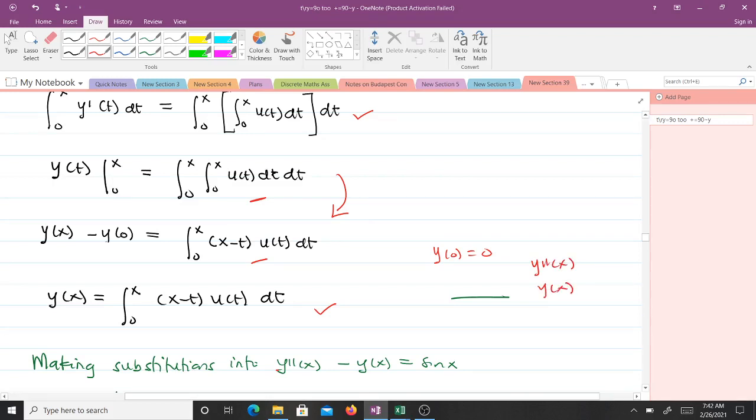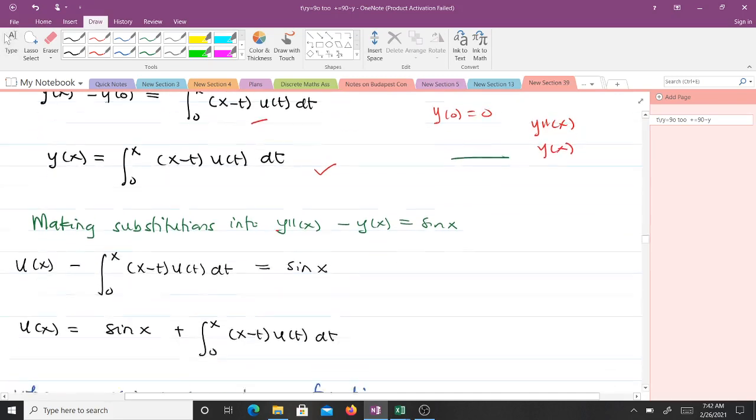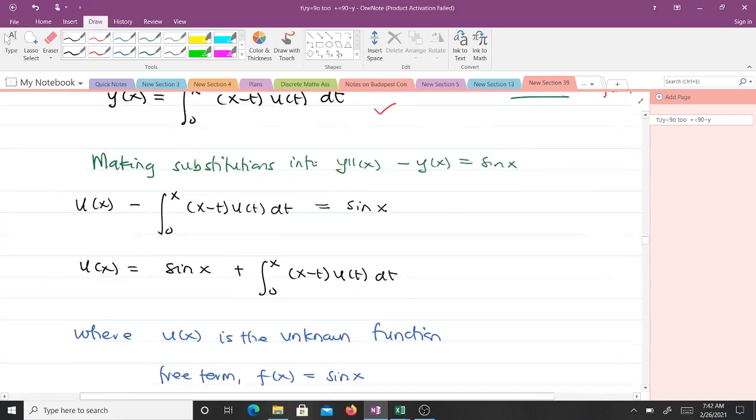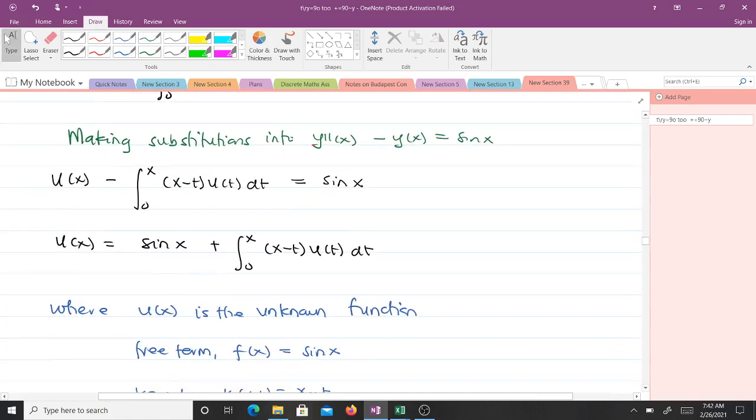So now we know what our y prime prime of x is and what our y of x is. So we make substitution into the problem which was given to us. So this will be our y prime prime of x, y of x and sine x. So we decide to make u of x the subject, and that will give us sine x plus the integral from 0 to x of x minus t, u of t dt.